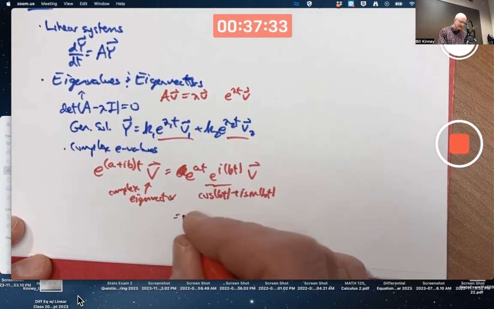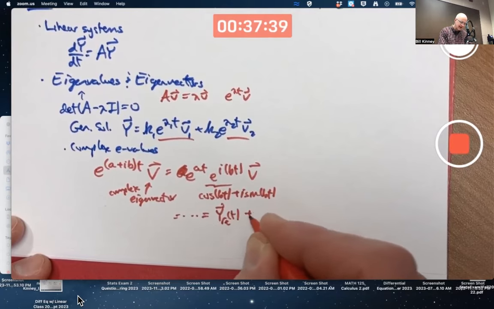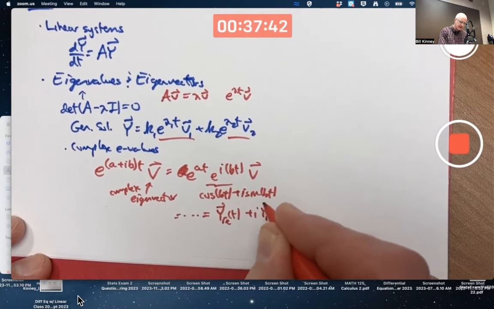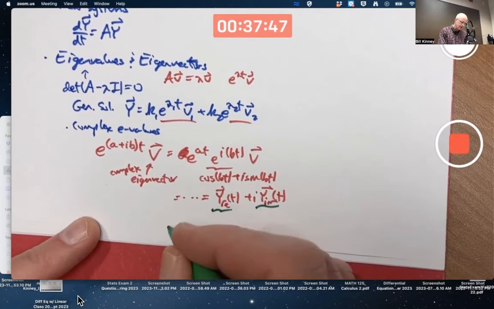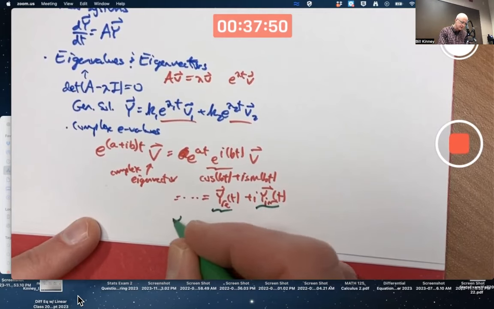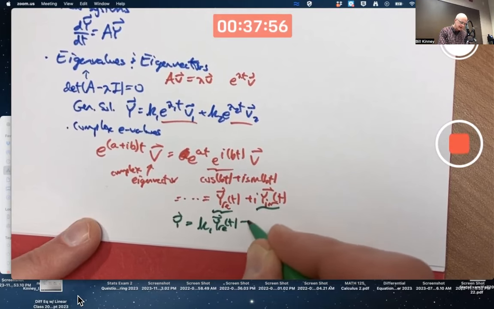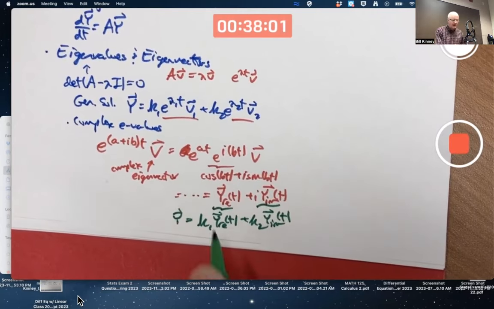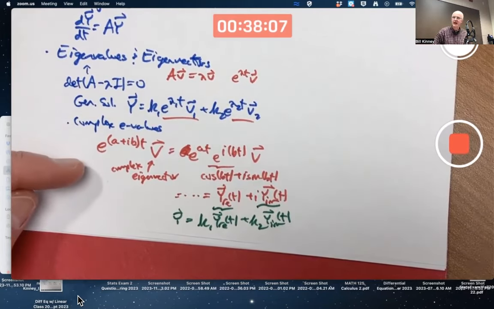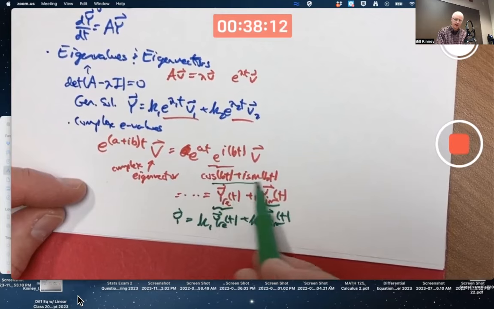You end up getting some real function Y_RE of t plus i times some real function Y_IM of t. Those turn out to be linearly independent solutions of the original equation. So your general solution is y equals k1 Y_RE plus k2 Y_IM, and there are no more i's left. Y_RE and Y_IM both involve not only possibly exponential growth or decay, but also cosines and sines because of Euler's identity.